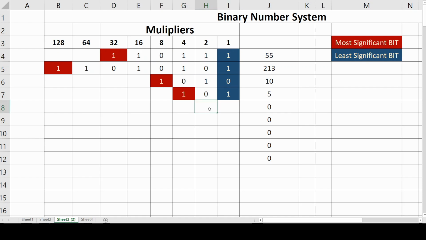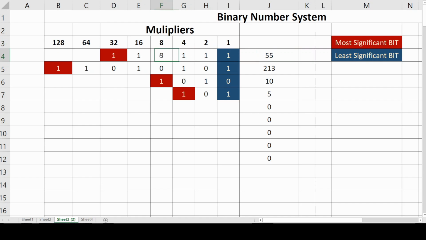All right. How do we figure out what is the value of this number? We keep on multiplying the number here with its placeholder. So 1 into 1 plus 1 into 2 plus 1 into 4 plus 1 into 16 plus 1 into 32. We leave out this one because this is actually a 0, so it will have a value of 0. So when we add all these numbers, the number is 55.